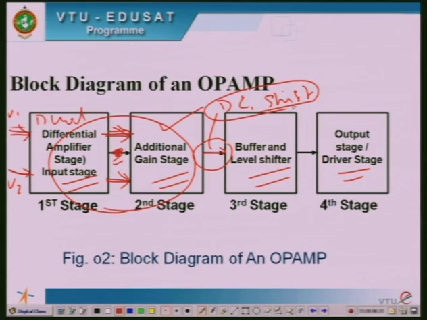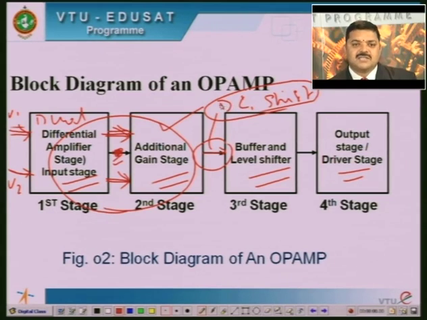To reduce the DC shifted value back to 0, we will be using a circuit called the buffer and level shifter stage. This is the third stage. The buffer and level shifter is used to reduce the DC shift which results between the two previous blocks, that is the additional gain stage and the first stage. That DC should be reduced to 0, then we get the perfect output. So that function is done by the buffer and level shifter.